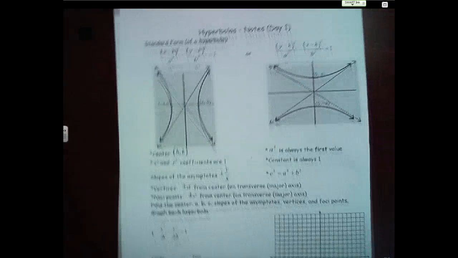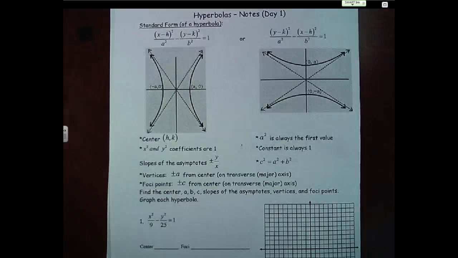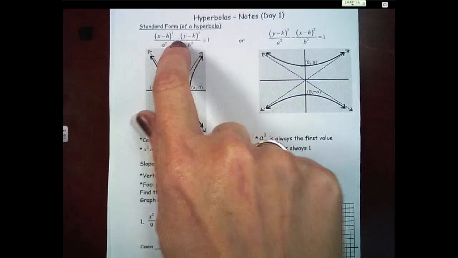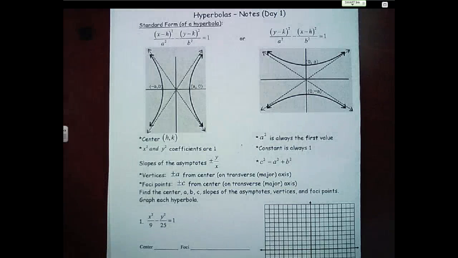Okay, so if you look closely at the standard form of an ellipse, what is different about the formula compared to what we studied in the past? We studied ellipses before. What's different about the hyperbola formulas? It's minus. Yes, the minus is what's different. In an ellipse, it was positive, but that's not the case here.